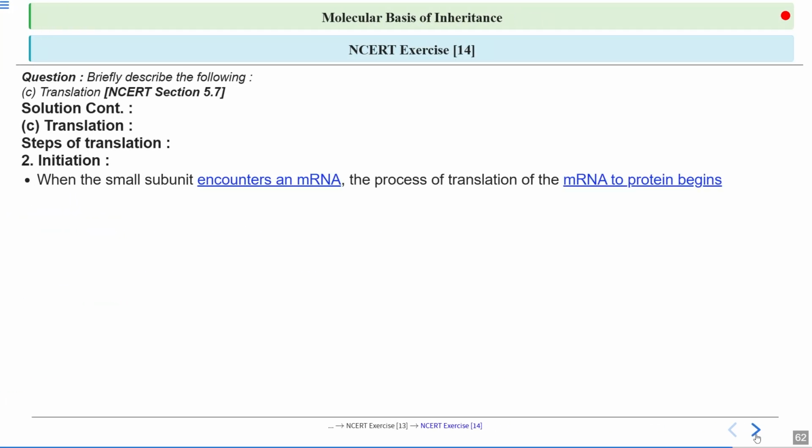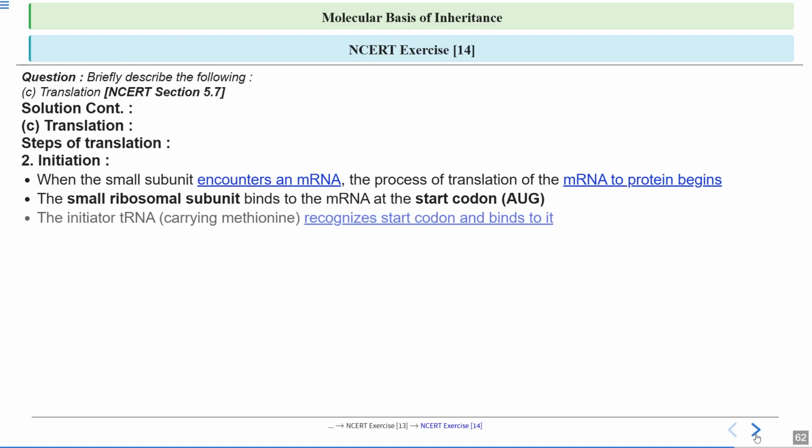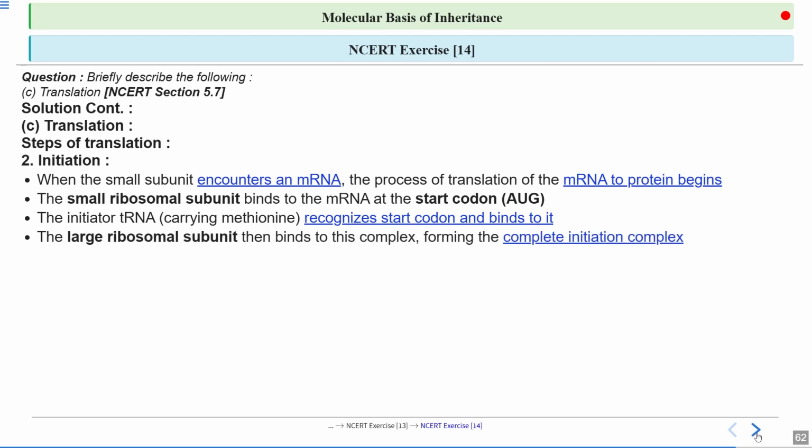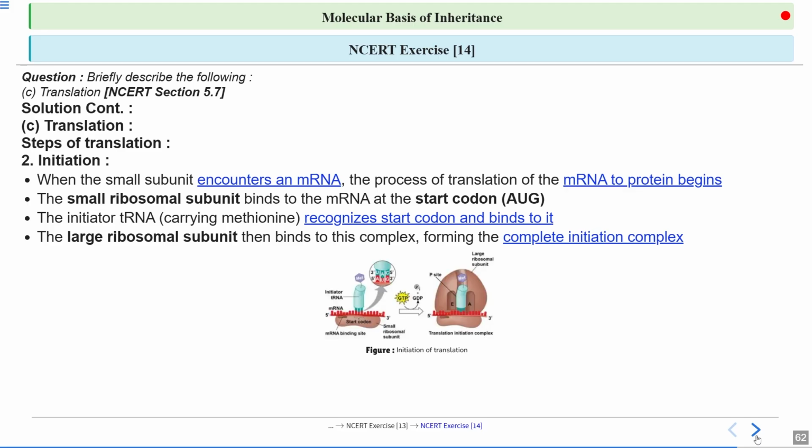Now, next is initiation. When the small subunit of the ribosome encounters an mRNA, the process of translation of mRNA to protein begins. The small ribosomal subunit binds to mRNA at the start codon, which is AUG. The initiator tRNA, which is carrying methionine, because we know that the start codon AUG also initiates translation as well as codes for methionine, recognizes the start codon and binds to it. The larger ribosomal subunit then binds to this complex, forming the complete initiation complex.